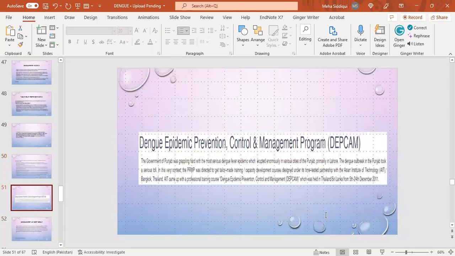So this is the dengue epidemic prevention, control and management program. The government of Punjab was grappling hard with the most serious dengue fever epidemic, which erupted enormously in various cities of Punjab, primarily in Lahore. The dengue outbreak in Punjab took a serious toll. In this context, the PRMP was directed to get tailor-made training courses designed under its time-tested partnership with the Asian Institute of Technology, Bangkok, Thailand. This came up with a professional training course, Dengue Epidemic Prevention, Control and Management, which was held in Thailand in December 2011.